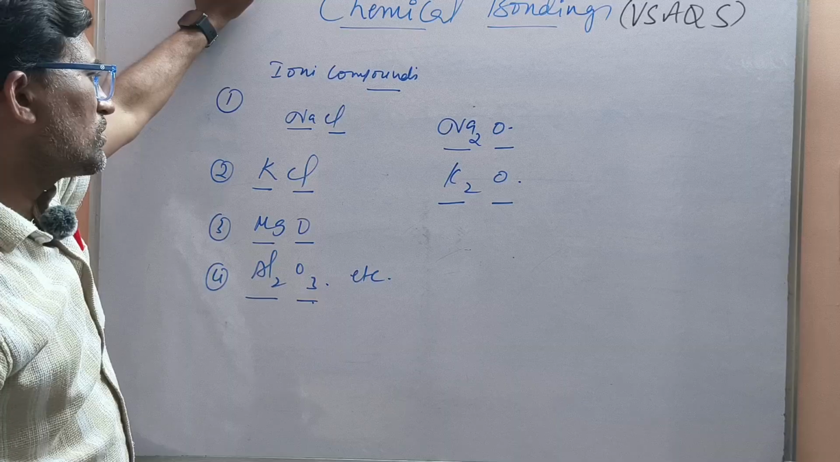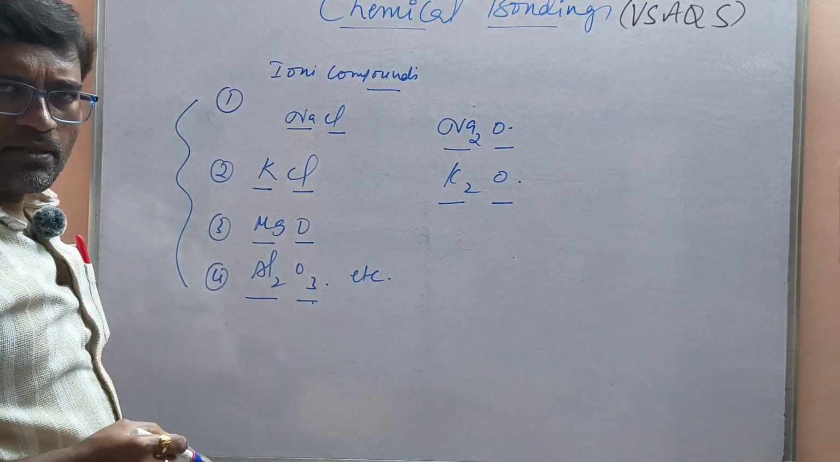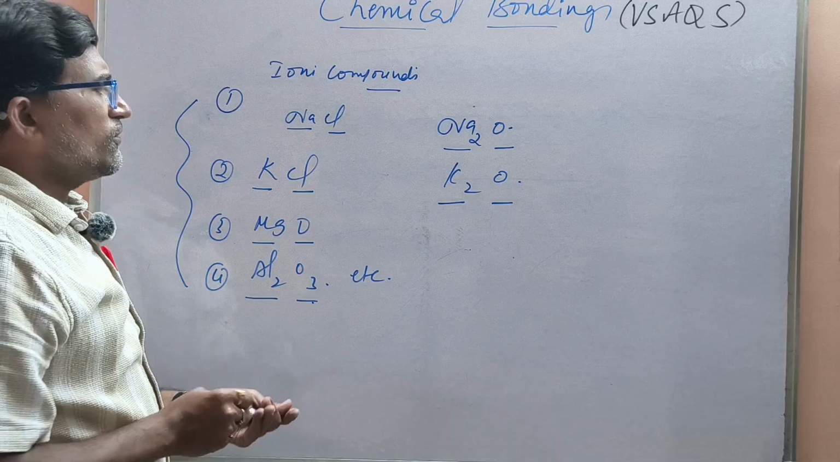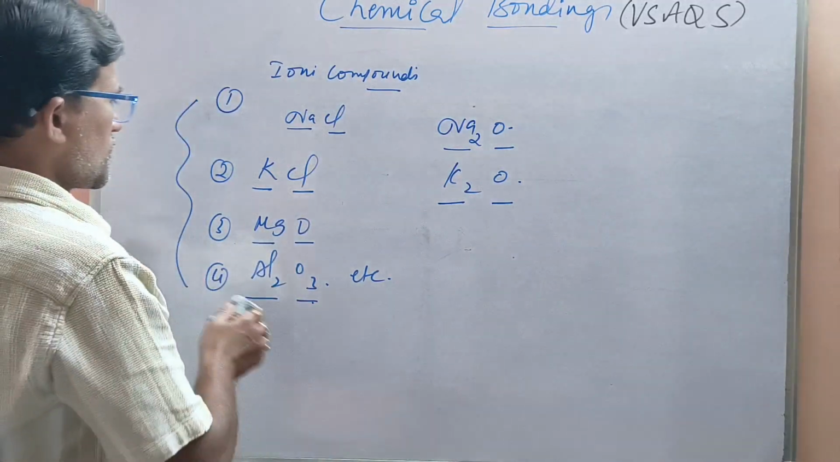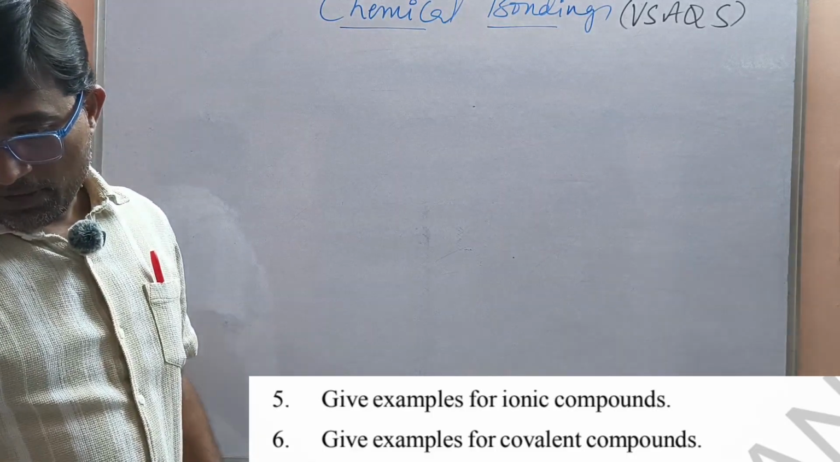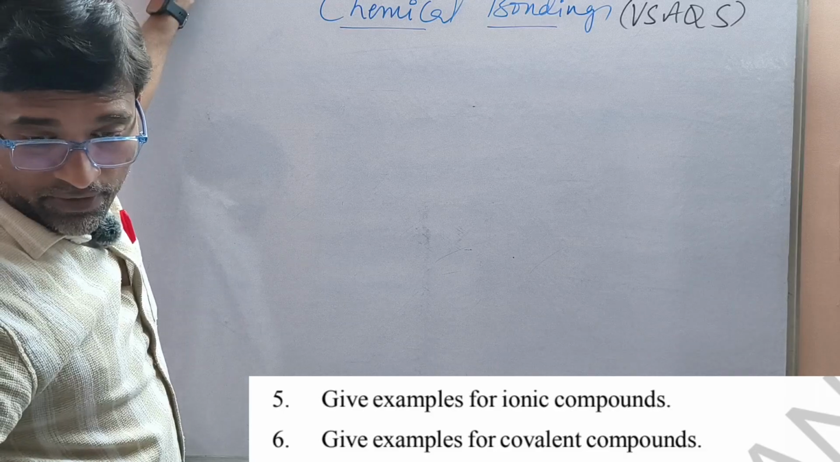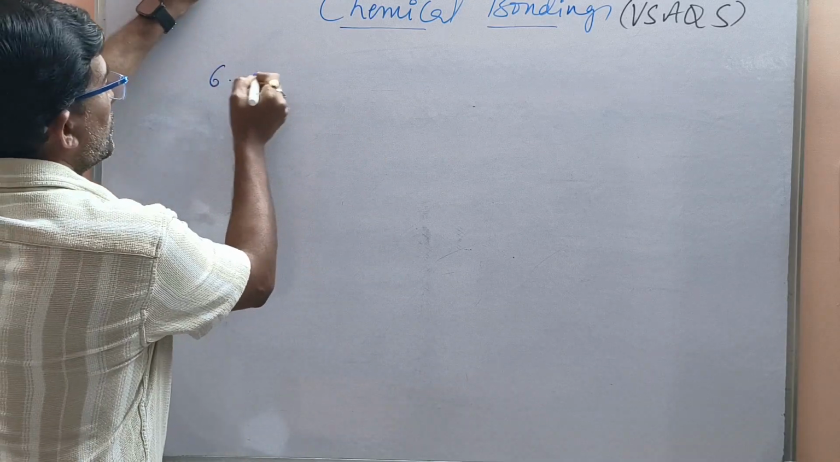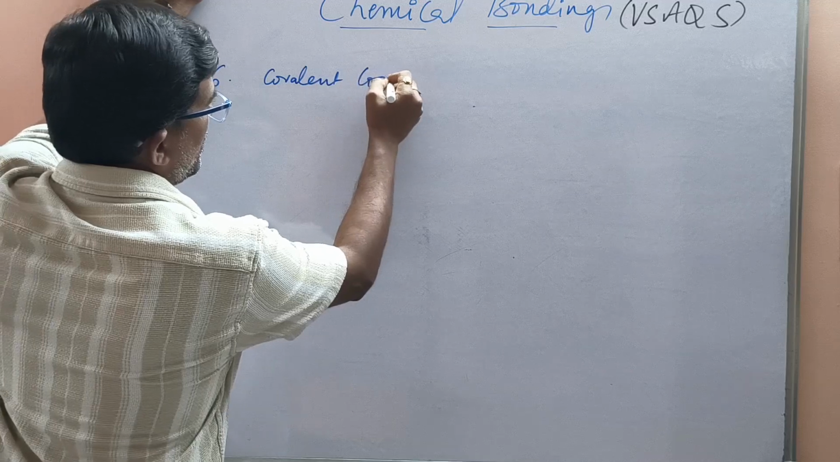So we have several examples, but the most common examples which we come across according to the textbook point of view are much more important. Okay, these are the examples of ionic compounds. Next one is examples of covalent compounds. Next question, that is the sixth question: examples of covalent compounds.